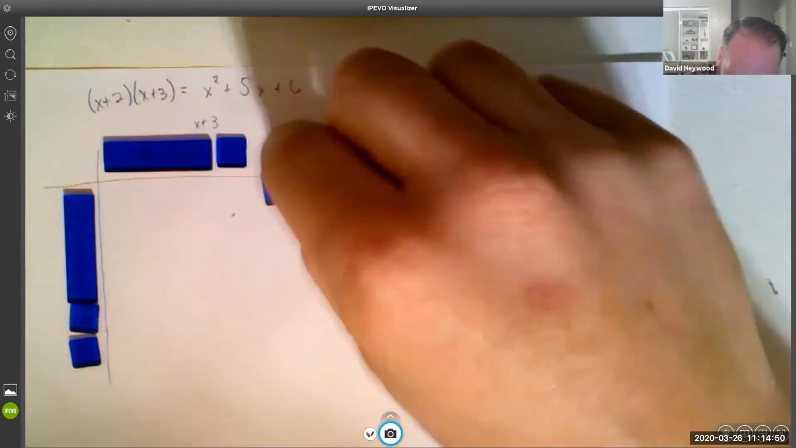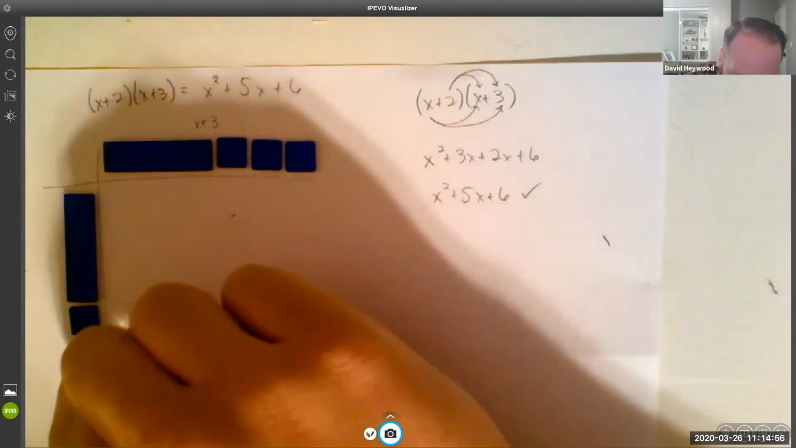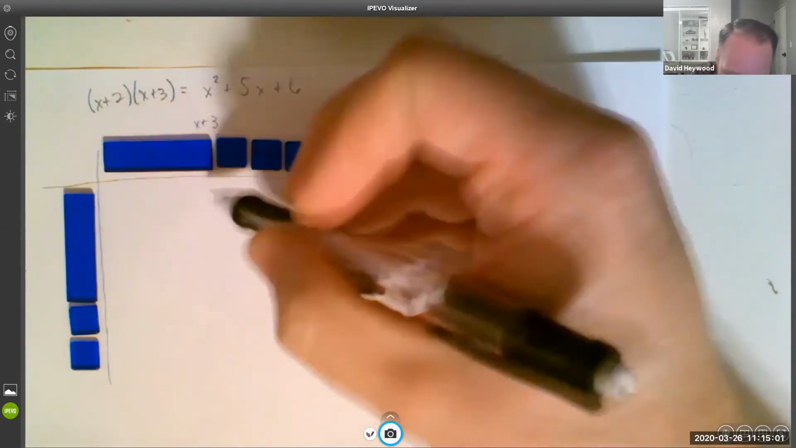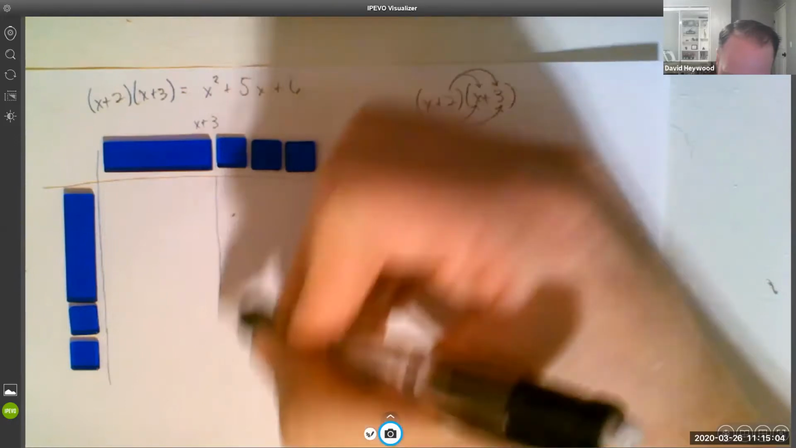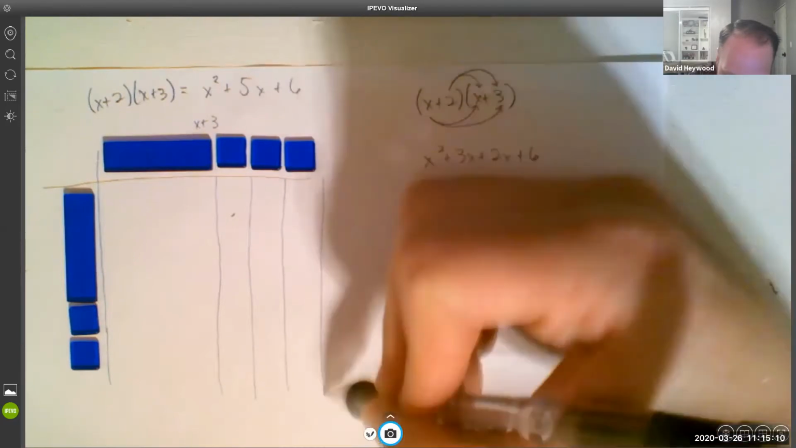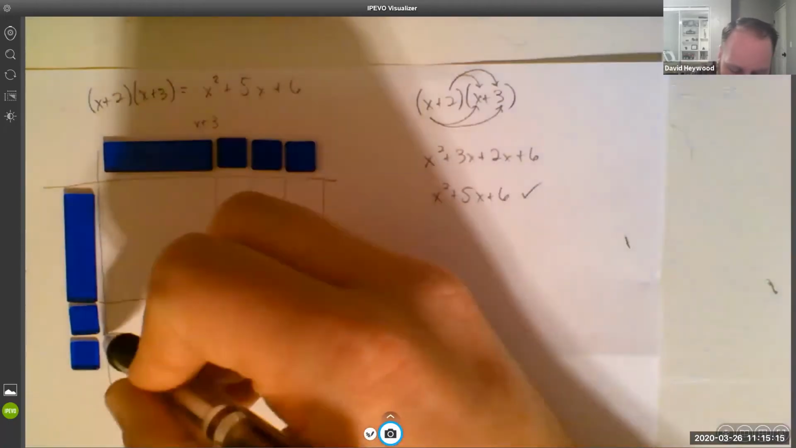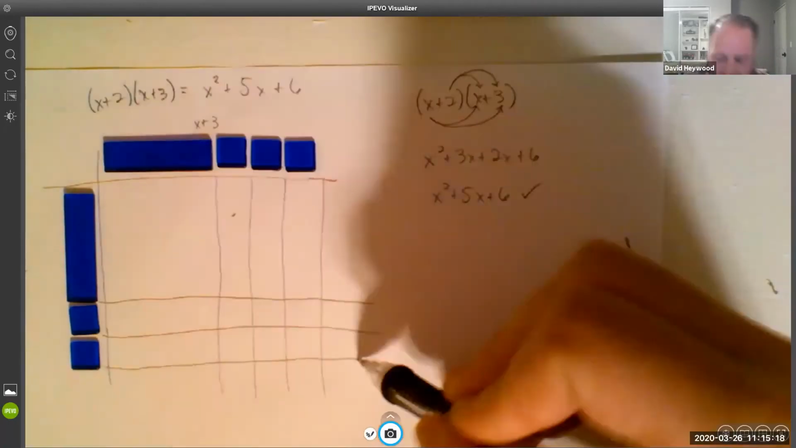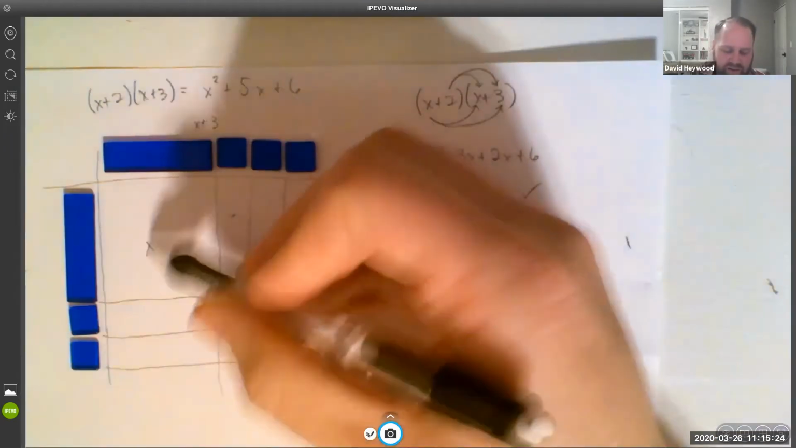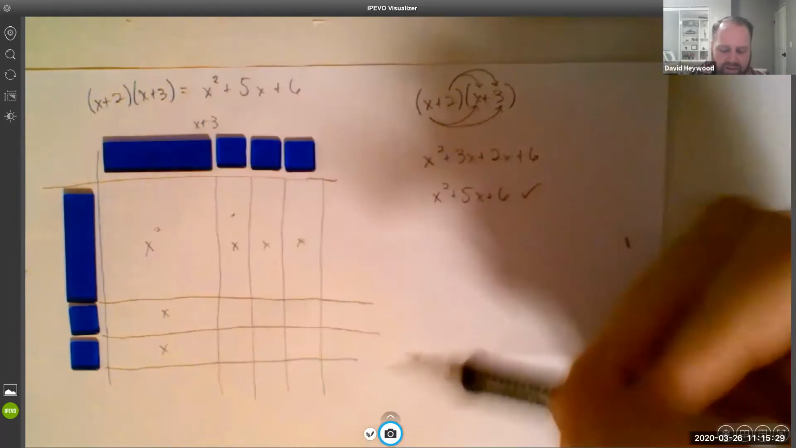Now like I said, the spaces between your tiles have to extend all the way through the figure. You could even use a ruler to make it easier, but if you just extend these lines all the way through, okay, and we've got a line there, there, and there. Notice that that's your answer. This one is x squared. These are all x's. And these are all ones.